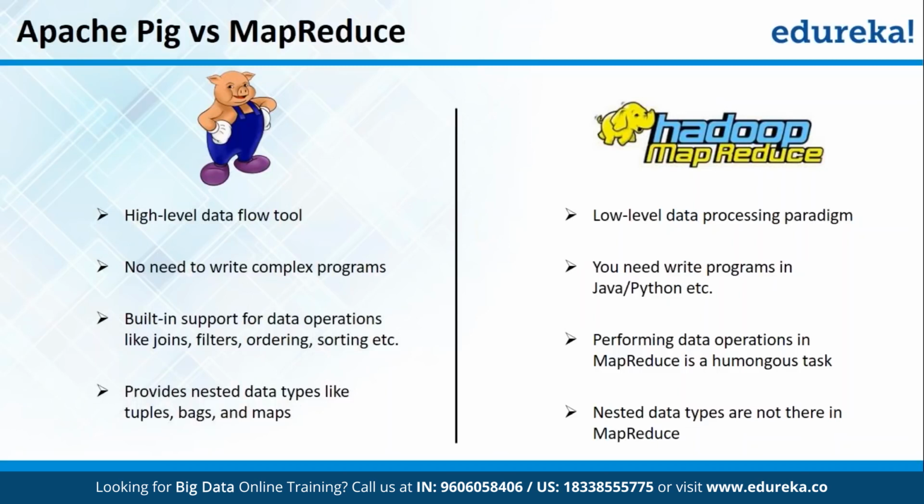The next point in Pig is you have built-in support for data operations or the database operations like joins, filters, ordering, etc. Whereas in Hadoop MapReduce, if you have to perform these operations, you will have to write the logic on your own from the very scratch, and hence it is a very humongous task. When we come back to Apache Pig, it gives you high-level data models as well, that is tuples, bags, maps. However, in Hadoop MapReduce, only the primitive data types are available, like IntWritable or LongWritable and so on. There are no high-level data types or nested data types.